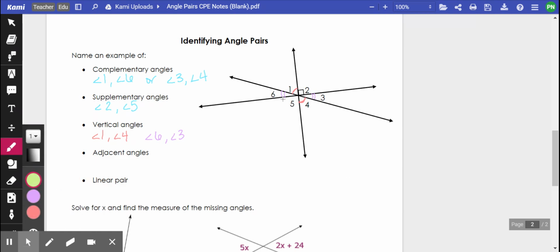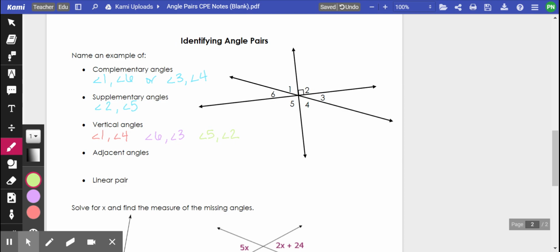So we can say for the last one that angle 5 and angle 2 are also going to be vertical angles. Okay. Now, when it comes to adjacent angles, we've been talking about this a lot because we mentioned it with complementary and supplementary angles. We can look at adjacent angles as any two that are right next to each other. So I'm not going to bother writing these out, but you can have angles 1 and 2, or 2 and 3, or 5 and 6, any of those that are right next to each other.